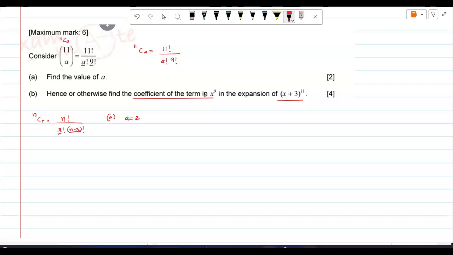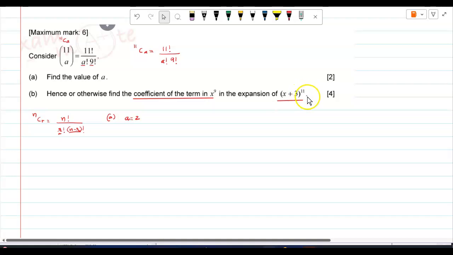If you expand (x + 3)^11, how many terms? It was n plus 1, right? So there would be 12 terms. One way of doing it is to write all 12 terms and pick the term which is x^9, which is lots of effort. In the worst case scenario, you can do that. You don't simplify each term.